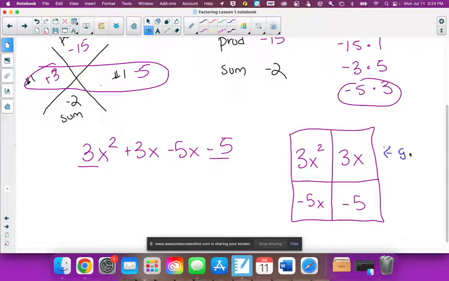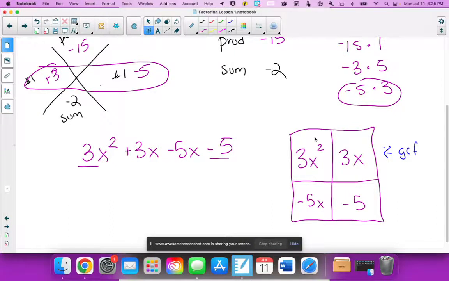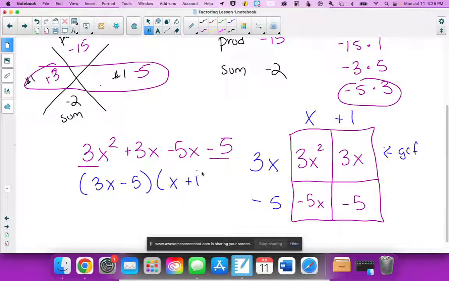What is the GCF? Okay, so what does 3x squared and 3x have in common? Right, they both can be divided by 3, and they both have an x. Okay, so again, you have your width. Find your length. Length has to be x and 1. Right, and then what do you have to get as your other piece of your width for that length to go? Should be a -5. So you should get 3x minus 5 and x plus 1.